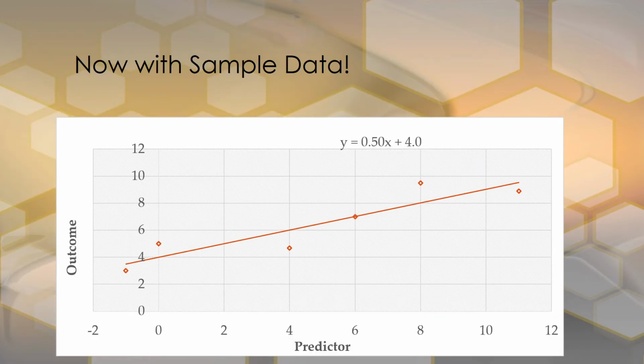So now we have sample data, and this happens to be the same exact line. But now we don't have data that falls exactly on this line. It doesn't fall in a straight line, so we have to make a line that best fits the data. And so we make what's called a line of best fit.